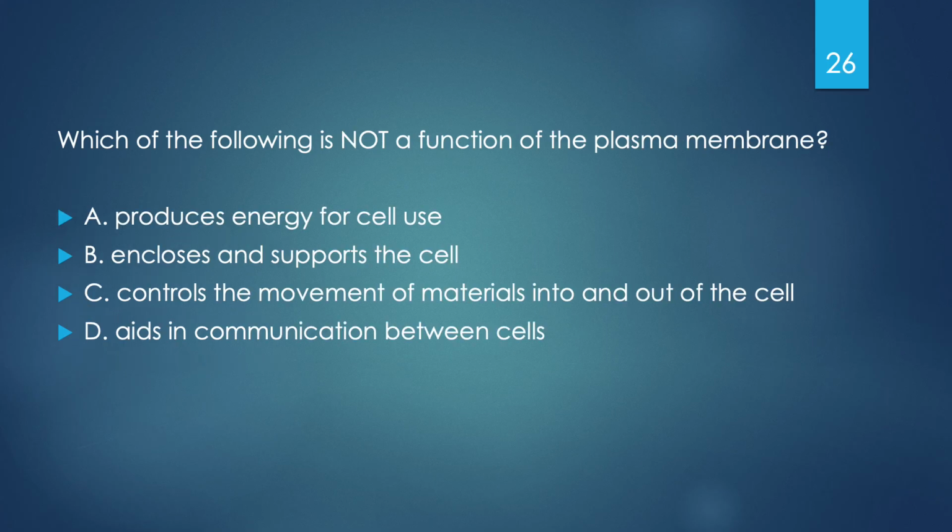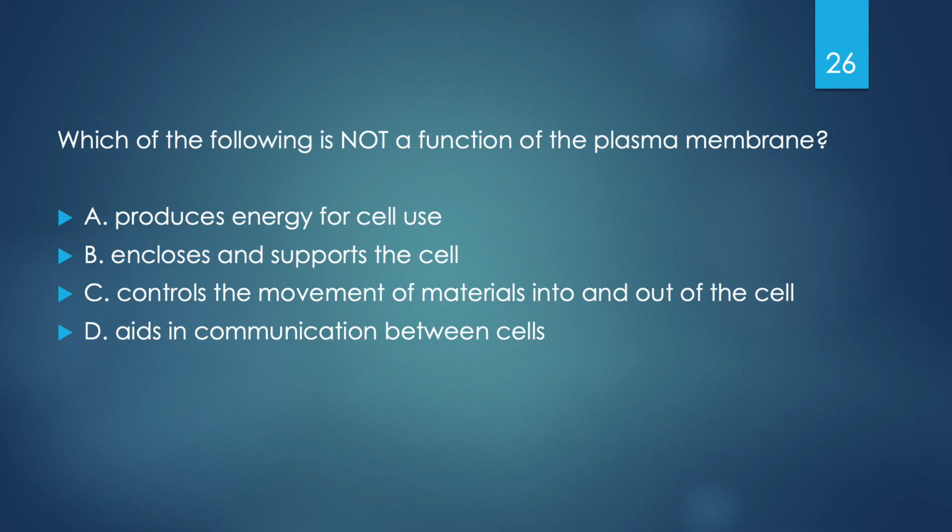Which of the following is not a function of the plasma membrane? A, that it produces energy for cell use. B, that it encloses and supports the cell. C, that it controls the movement of materials into and out of the cell. Or D, aids in communication between cells. Well, let's start from the bottom up. The cell is absolutely in communication with other cells because of the outer surface of the cell, which is the plasma membrane, right? So we can rule out D right away.